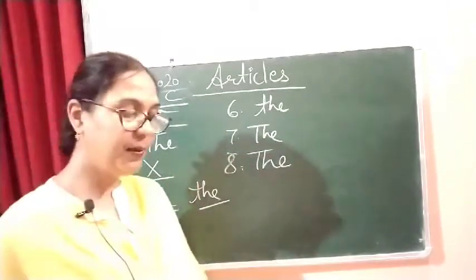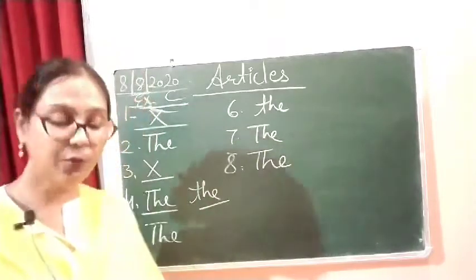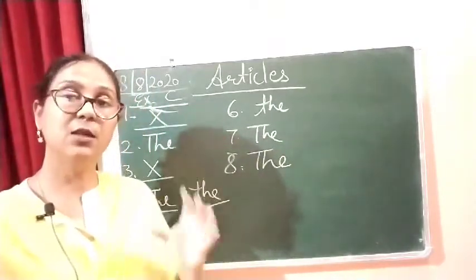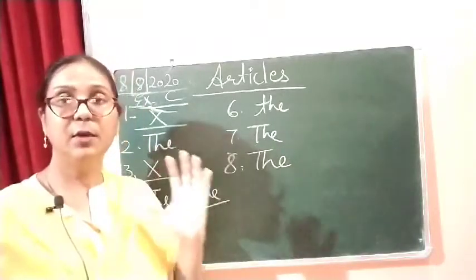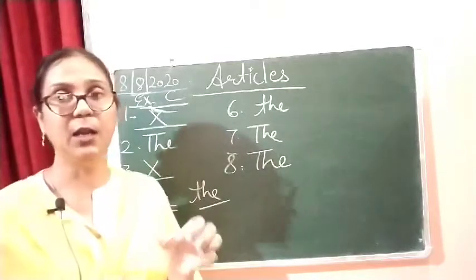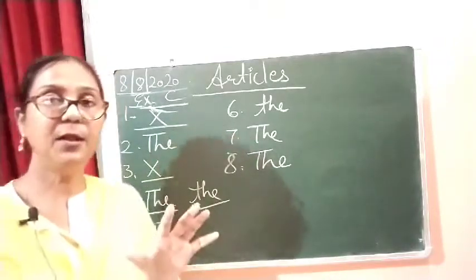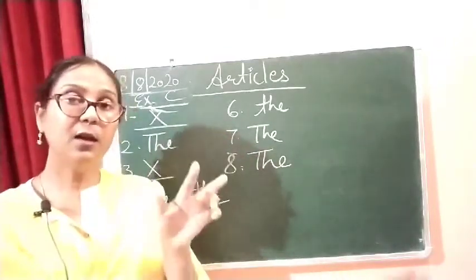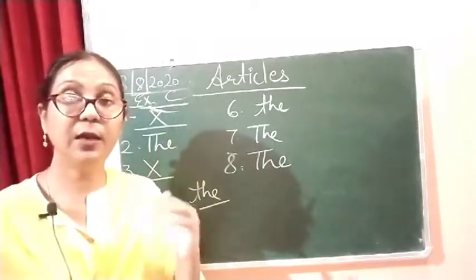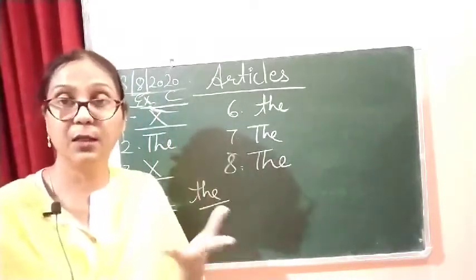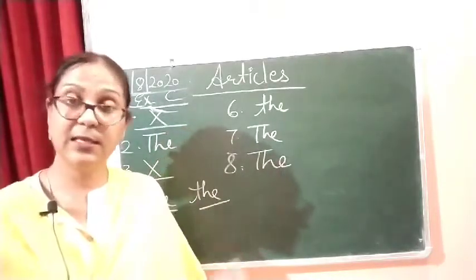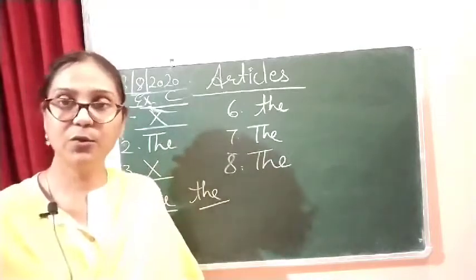Now, after completing this exercise, we are moving to repetition of the. First of all, we will learn how we repeat the again and again. Sometimes in a sentence, the will come 2 times or 3 times. So we get confused about how it is coming 3 times or 2 times in the same sentence. That is what we are going to learn today.